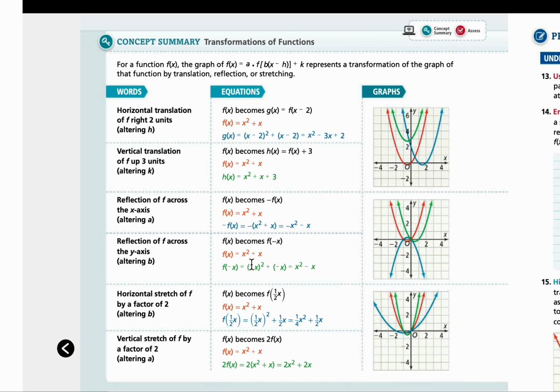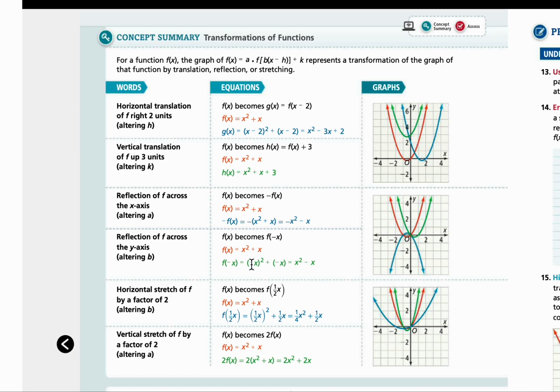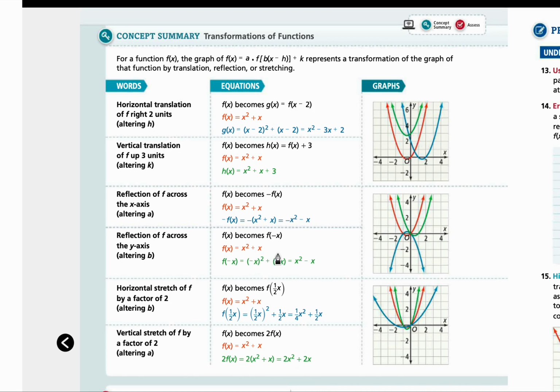So summarizing our lesson 2, transformations of functions. We have a horizontal translation, vertical translation, reflection across the x-axis, reflection across the y-axis, and a horizontal stretch or compression, or vertical stretch or compression. We have examples here with equations and graphs. So please practice how to write equations by looking at the graphs, or graphing them by looking at the equations using transformations.